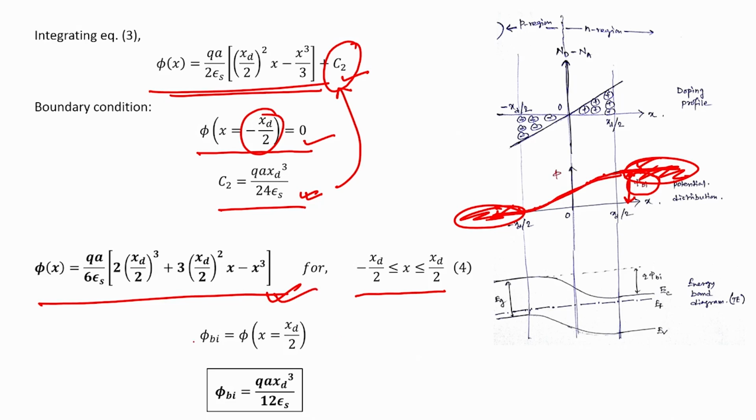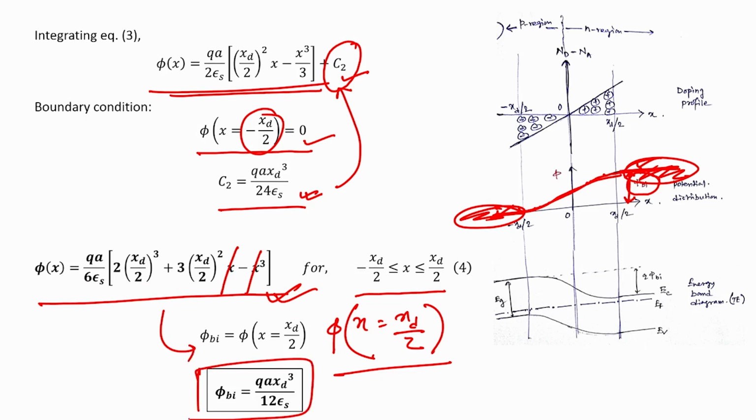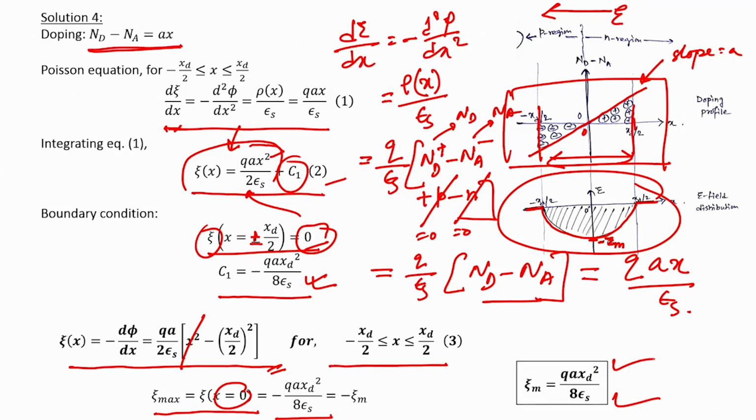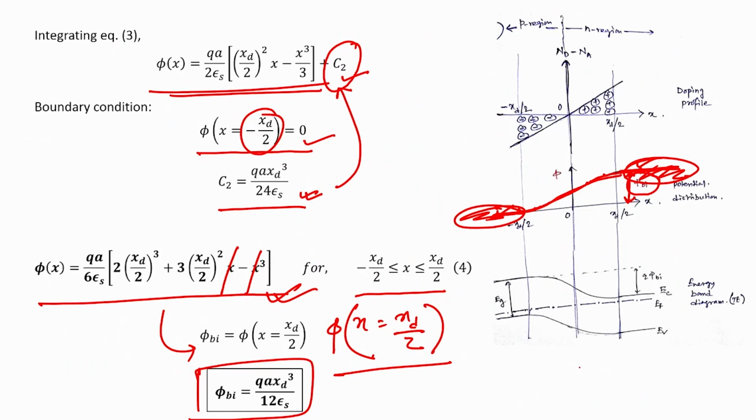So how will you find the built-in potential? You have to plug in x equal to xd by 2. If you find the potential at x equal to xd by 2, that will give you the built-in potential. So just plug in x equal to xd by 2 here, you will end up with this expression: built-in potential equal to q xd cube by 12 epsilon s. Just observe that here we have found the maximum electric field in terms of the depletion width, and here we have found the built-in potential in terms of the depletion width again.